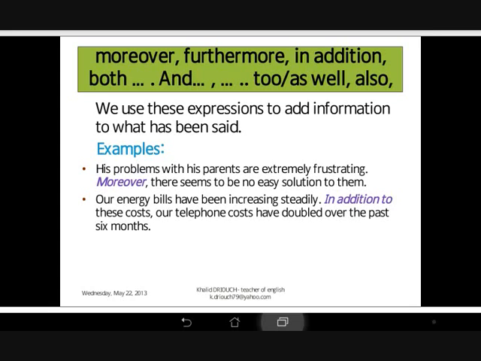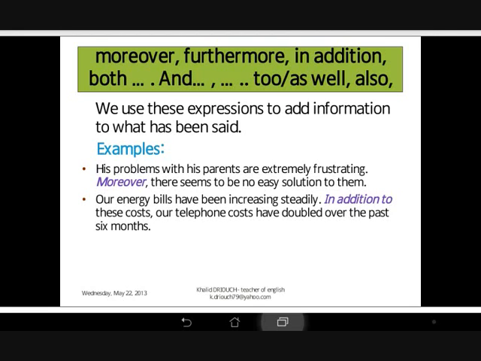Examples: his problems with his parents are extremely frustrating. Moreover, there seems to be no easy solution to them. So not only does he have problems with his parents that are frustrating, but he also cannot even solve those problems. Another example is: our energy bills have been increasing steadily. In addition to these costs, our telephone costs have doubled over the past 6 months. So two ideas that are adding more information to what has been said before.